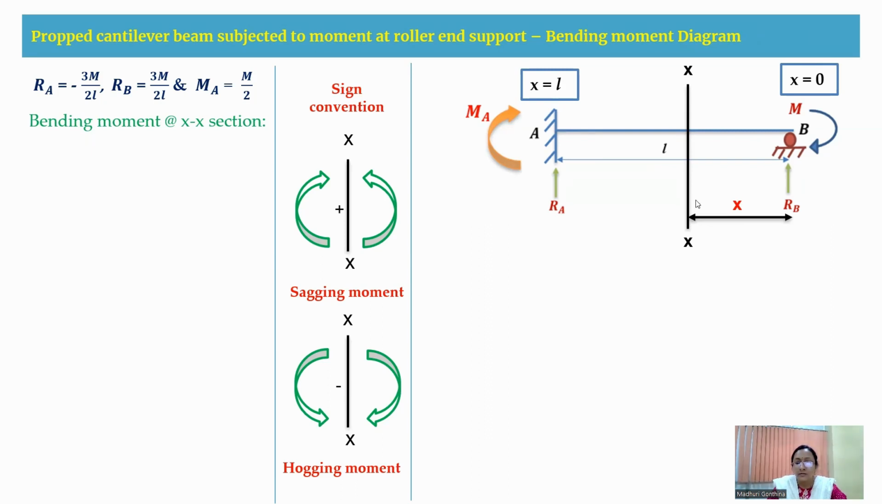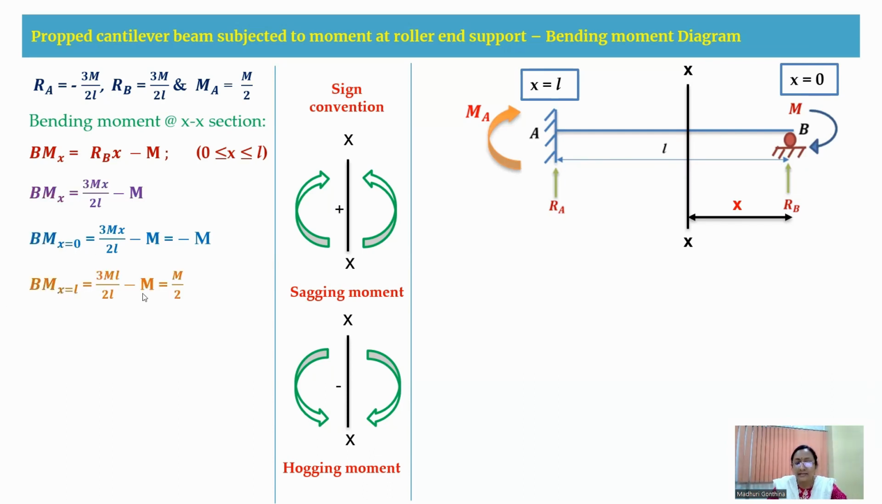So while writing the equation for the bending moment, RB is heading upward, therefore RB into X is positive, and M moment that is acting at B is heading downward, so that means it is minus M. So the limits here are 0 to L. When X is equal to 0, I am substituting, I get bending moment to be minus M, and at X is equal to L, that means at the A, I am getting the moment to be plus M by 2.